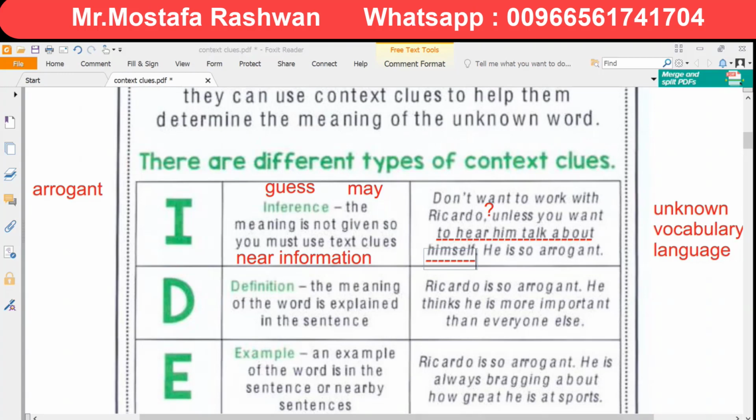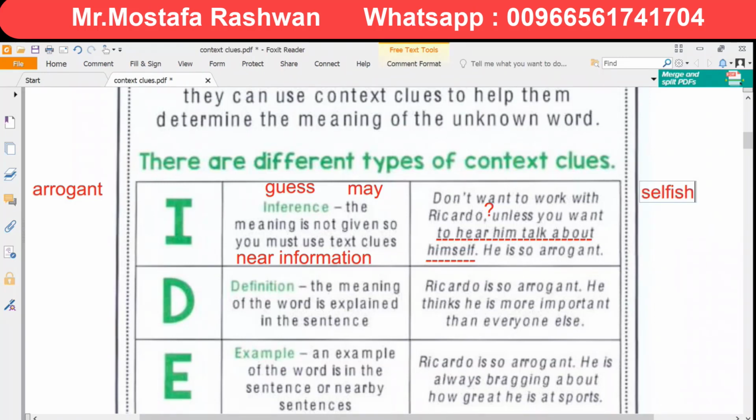I need now to listen to your suggestions about the person who is always talking about himself. What do you think of this type of character? Who can answer quickly, please? Careless? Not exactly. Other suggestions? Selfish. Selfish, good job. So somebody who is talking about himself, we can describe him as selfish. Others, can anybody try?